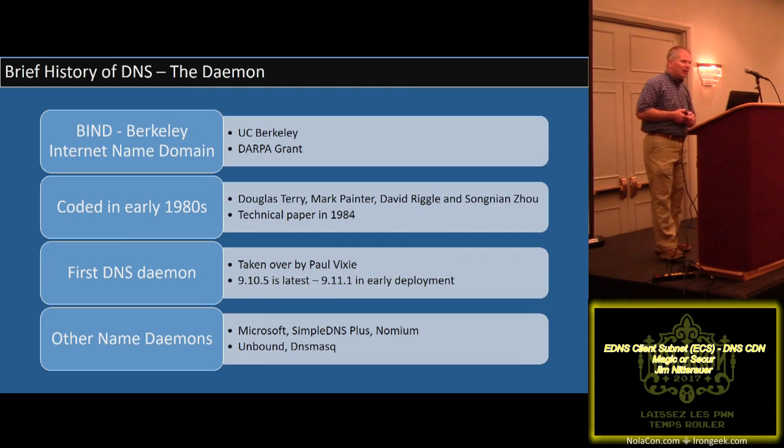Bind was the first one. It was funded by a DARPA grant at UC Berkeley. It was put together by Doug Terry, Mark Painter, and David Riggle, and I don't know how to pronounce this guy's name, I think it's Zhao. And it was described in a paper in 1984.